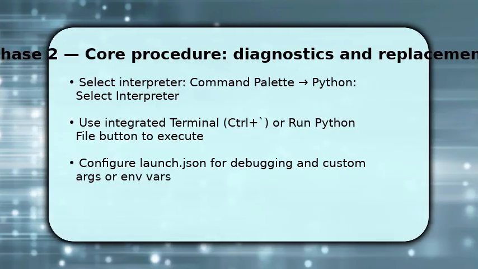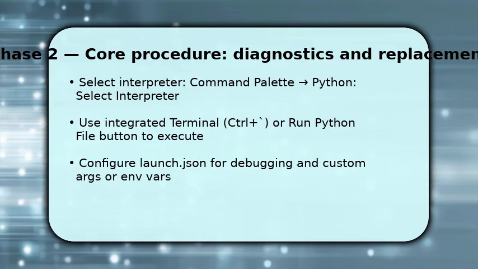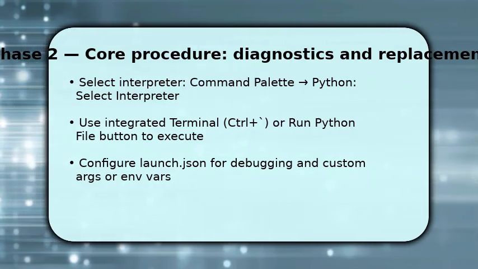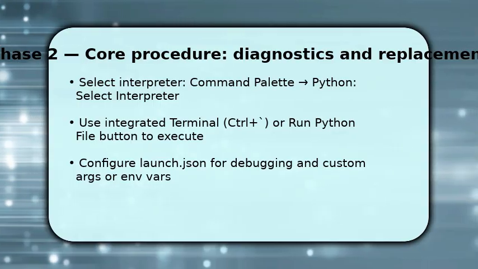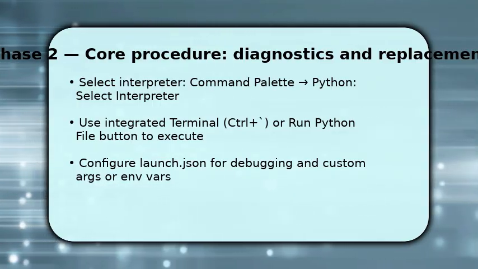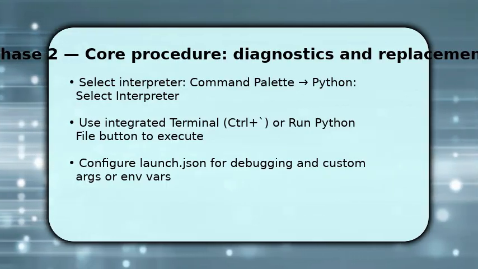Now configure how you will run and debug so output appears where you expect. First, select the interpreter via the command palette because the chosen environment determines installed packages and the Python binary. Next, run code in the integrated terminal using the Run Python File button or a direct python filename.py command. This shows print output and error traces.